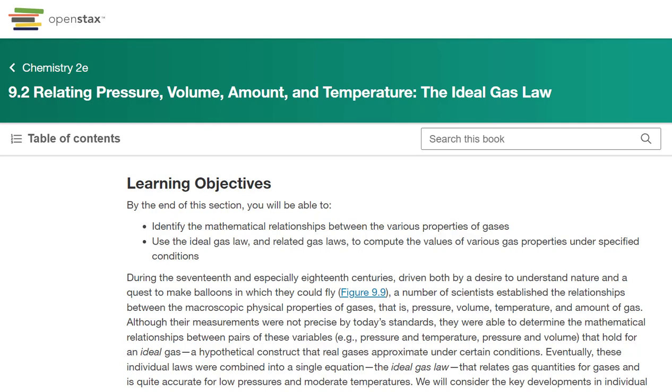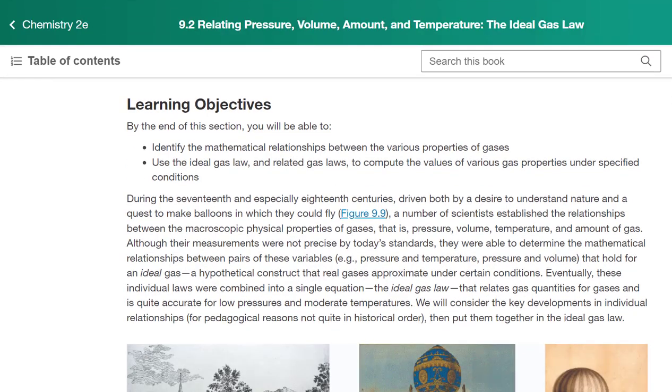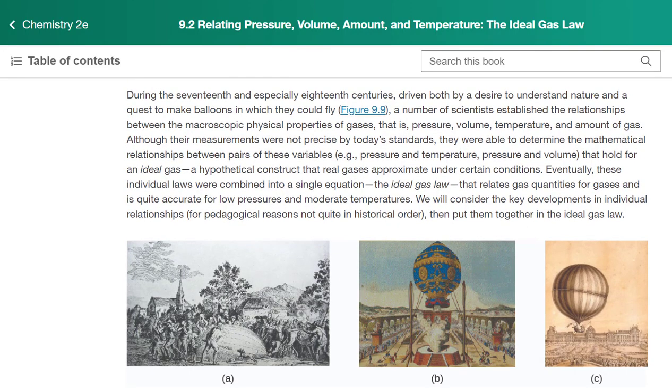This will eventually lead to something called the ideal gas law, but we will not quite get to that in this first video. During the 17th and 18th centuries, there was a lot of work done on trying to understand gas properties for the purposes of making things like hot air balloons work. So that's kind of when a lot of this work was done.